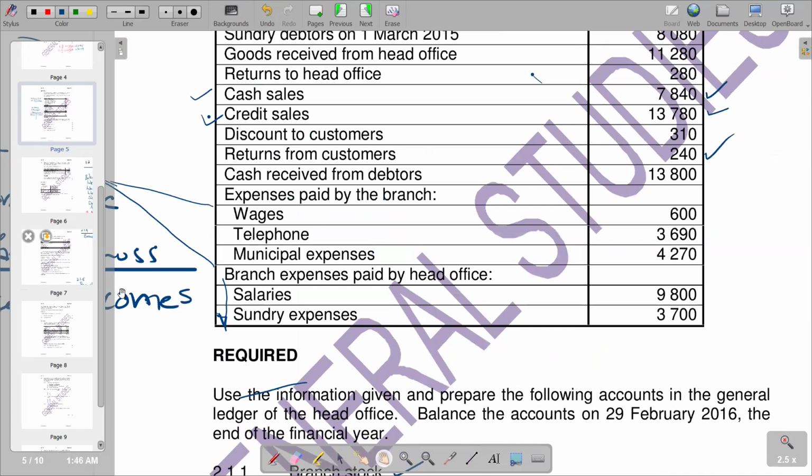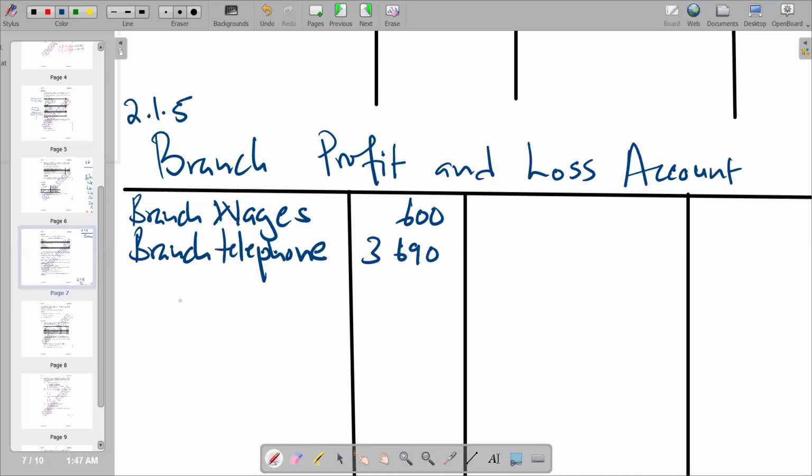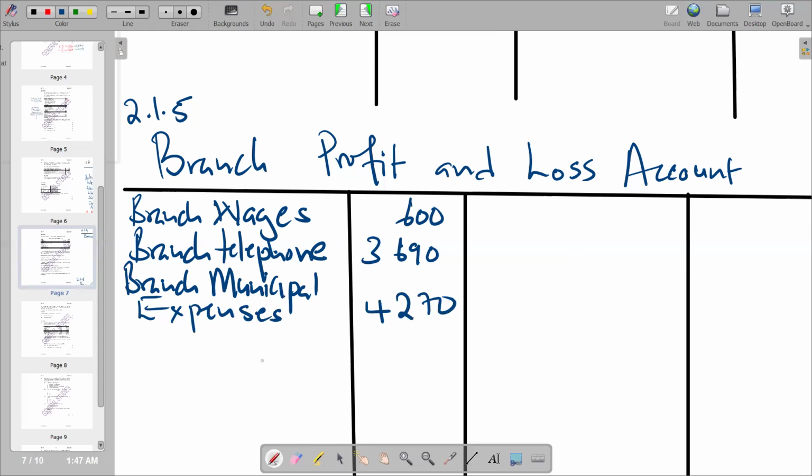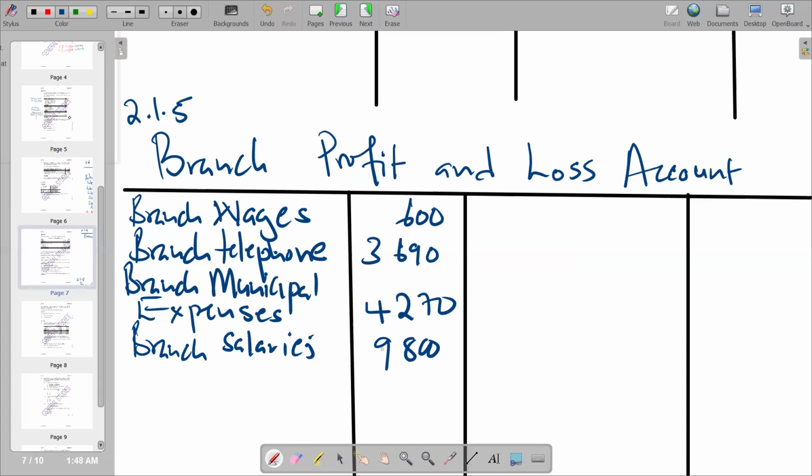So we go to the debit side of the profit and loss, and we are saying branch wages 600. Then the next one, we've got 3,790. Branch municipal 4,270. And then the next one is 3,700. So we also have another expense that is stated there.